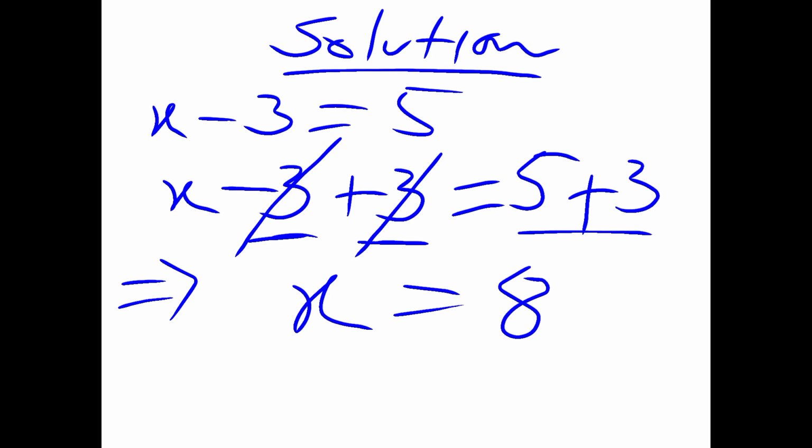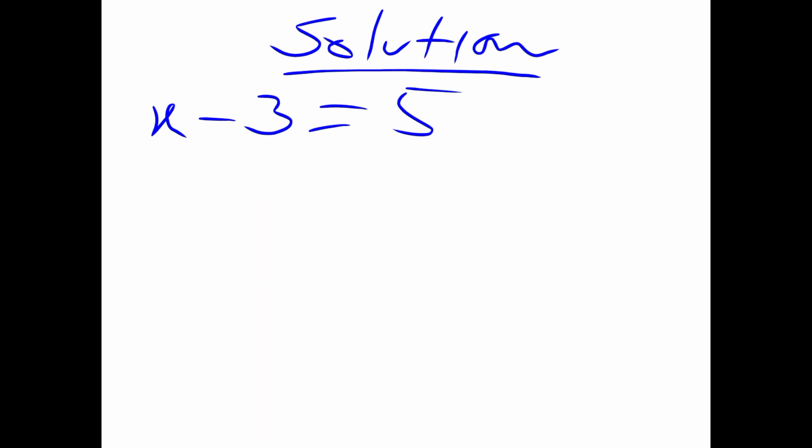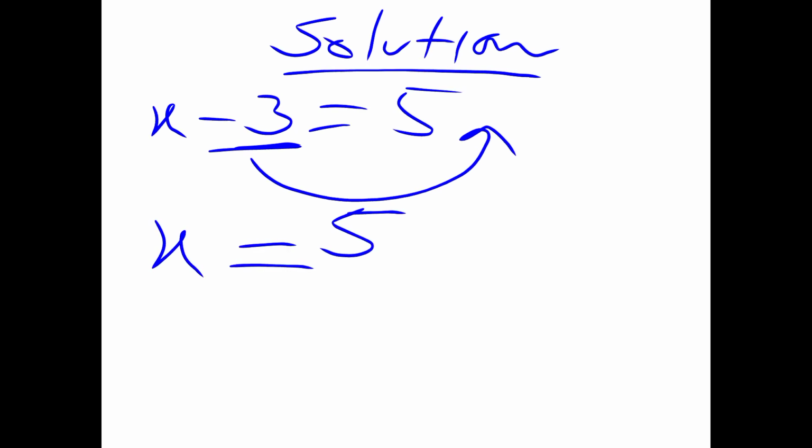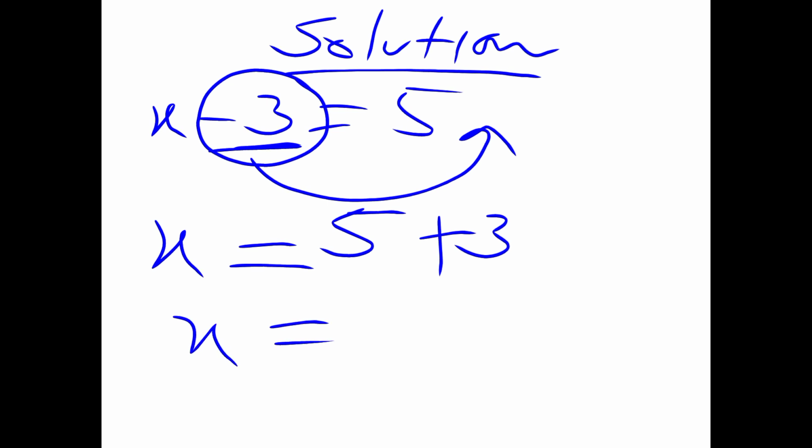Let's try the transfer method. In the transfer method, we transfer this minus 3 to this side, right? So let's do that. x is equal to 5, and when we transfer this minus 3 to the RHS, it becomes plus 3, right? So x is equal to 5 plus 3, which is equal to 8.